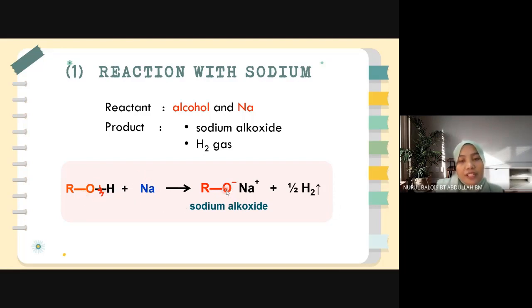Jadi dia tak akan buat bond. Dia hanya akan buat macam salt. Okay. O negative and Na plus. Dia kena dekat. Your R here is your alkyl group. So this is what we call sodium alkoxide. And then plus, we have only one hydrogen. But you want to form the hydrogen gas. So you need to put 1/2 before the hydrogen gas.